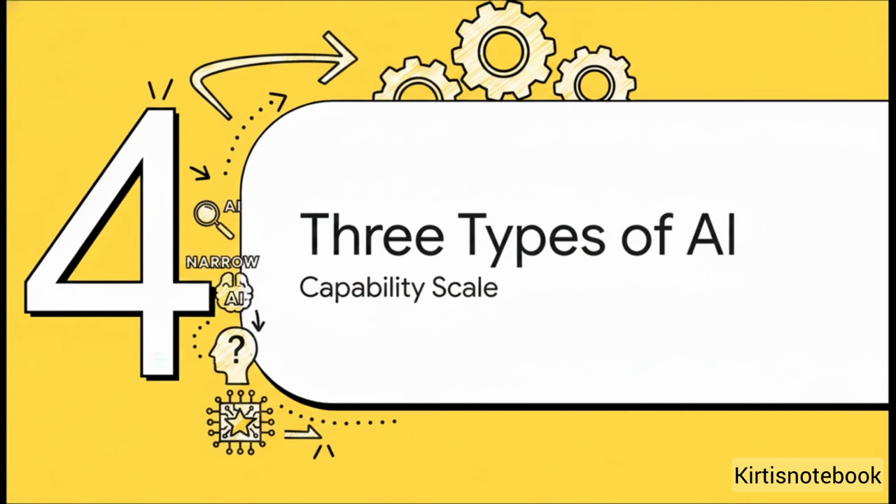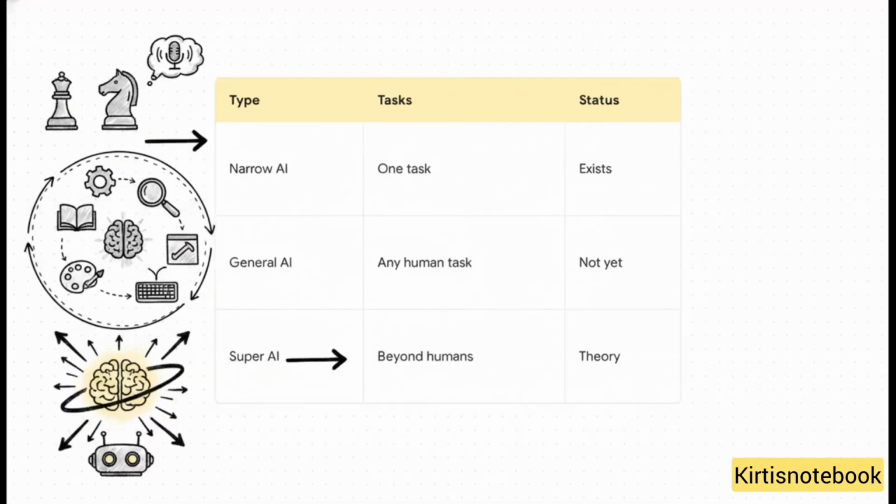All right, section 4, the 3 types of AI. We've covered the nitty-gritty technical details, so let's zoom back out. Let's look at the big picture and talk about the broad capability levels of artificial intelligence. We generally classify AI on a scale from lowest to highest capability.